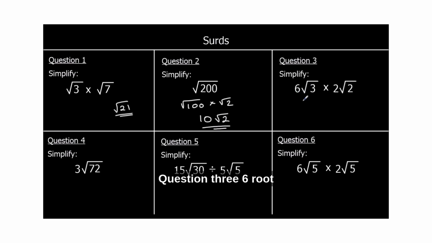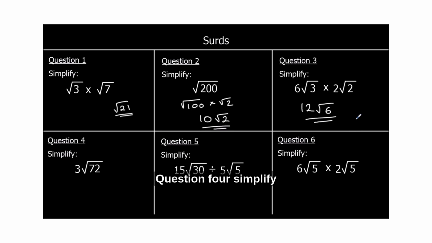Question 3. 6 root 3 times 2 root 2. So we can multiply the ordinary numbers. 6 times 2 is 12. And multiply the roots. 3 times 2 is 6. So root 3 times root 2 is root 6.